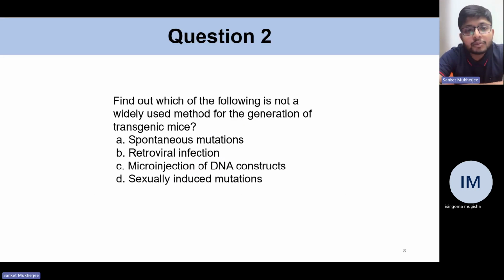Now coming to question number 2, find out which of the following is not a widely used method for the generation of transgenic mice. Is it A, spontaneous mutations, B, retroviral infection, C, microinjection of DNA constructs, or D, sexually induced mutations? I'll give you a minute to think about it, and then we will be discussing the answer.